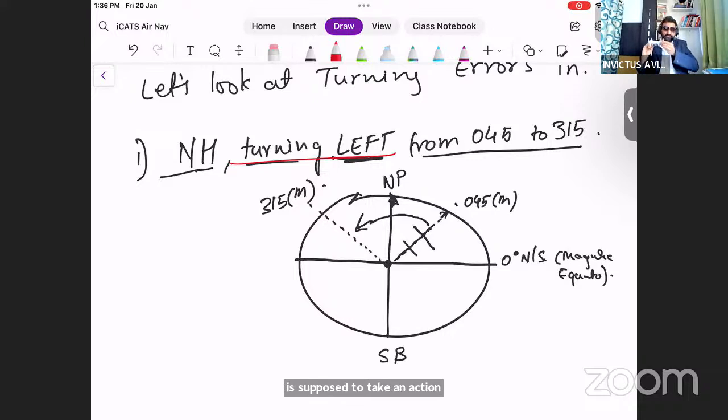Let's say this is 045. I want to turn to 315. I'll bank left and I'll start turning like this, like this, like this. I'll keep looking at my magnetic compass.